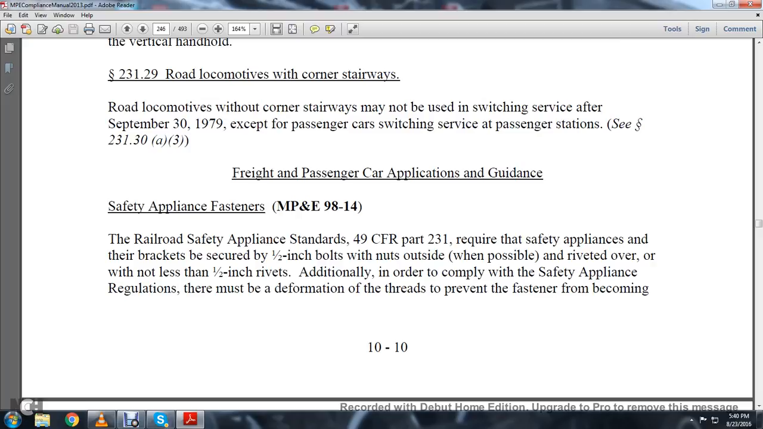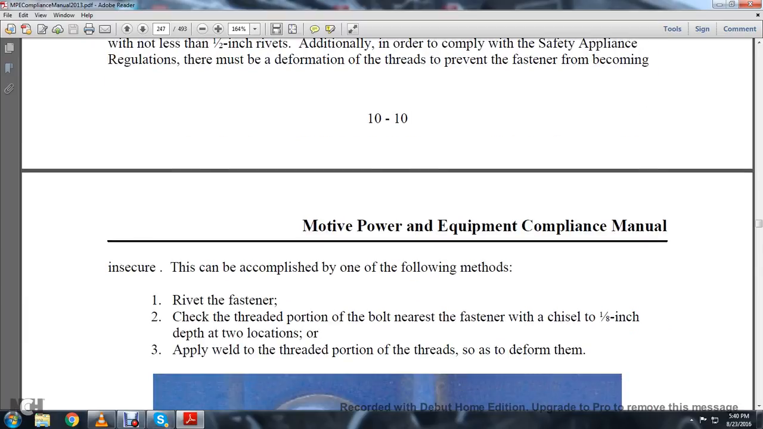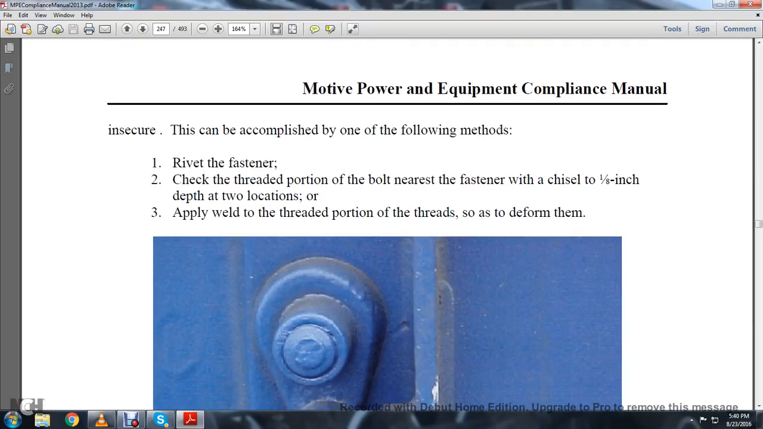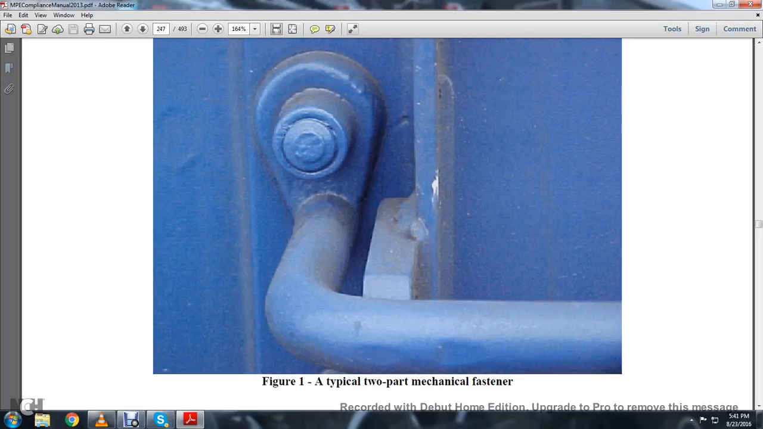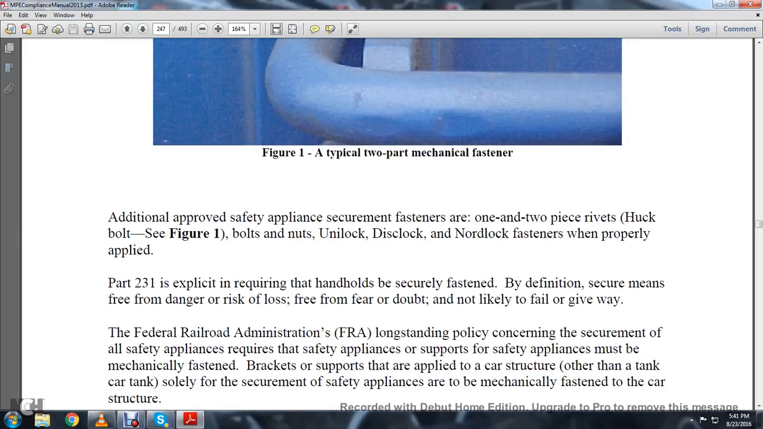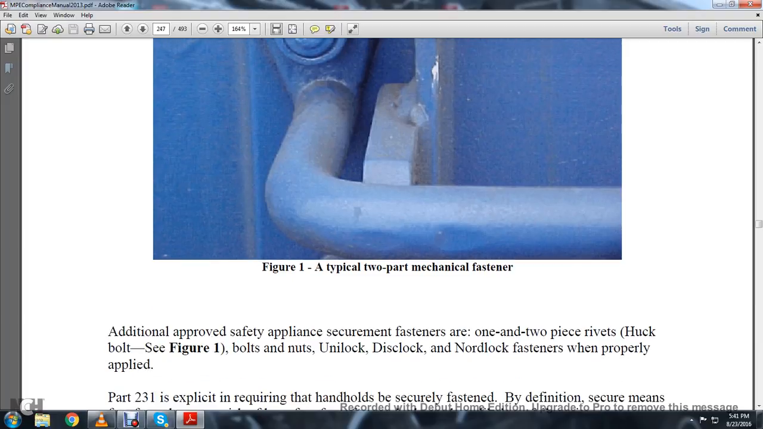The railroad safety appliance regulations at Title 49 CFR Part 231 require that safety appliance brackets be secured with 1.5 inch bolts, with threads not outside when possible, or riveted over with not less than 1.5 inch rivets. In order to comply with the safety appliance regulations, there must be deformation of the threads to prevent the fastener from becoming insecure. This is accomplished by one of the following methods: rivet the fastener; check the threaded portion of the bolt nearest the fastener with a chisel 1/8 of an inch deep at two locations; or apply weld to the threaded portion of the bolt. A typical two-part mechanical fastener is approved for safety appliance securement, such as the Huck bolt. See Figure 1. Bolts and nuts on Unilock, Disc-Lock, and Nord-Lock fasteners were properly applied.